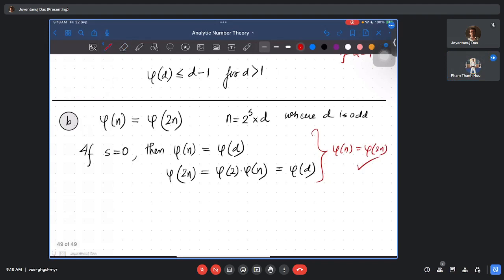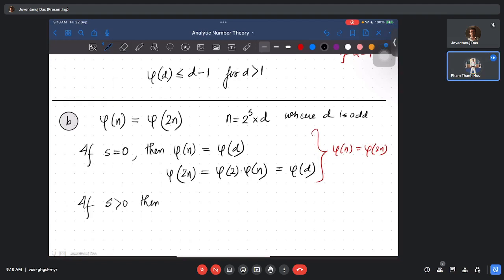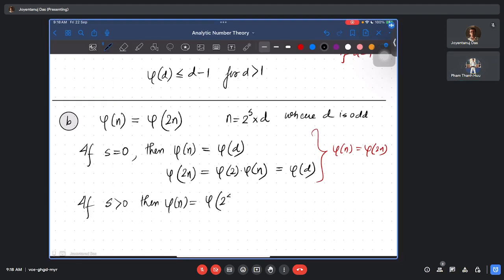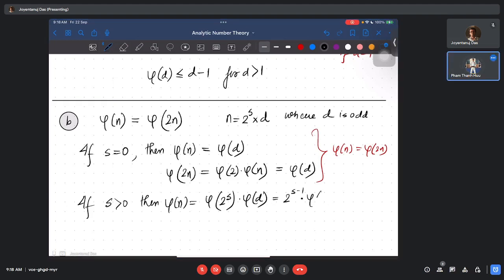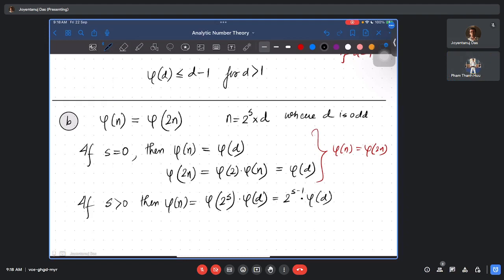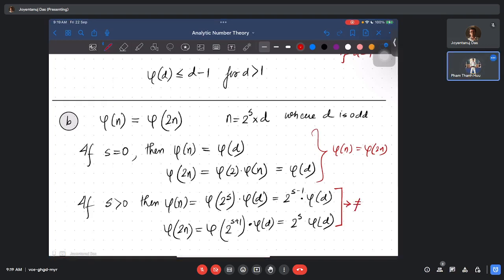Now suppose we have the other case, that s is strictly greater than 0, so n has multiple factors of 2. Then phi of n is phi of 2 power s times phi of d, and this I know is 2 power s minus 1 times phi of d. On the other hand, phi of 2n is phi of 2 power s plus 1 times phi of d, which is 2 power s times phi of d. So this is not equal. It is only possible when s equals 0.